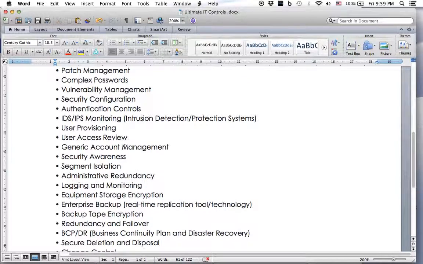So the next is general account management. This is very important: we need to create the account, we need to monitor the account, we need to set up the account, we need to suspend it, we need to pend it. These are the activities involved with account management.